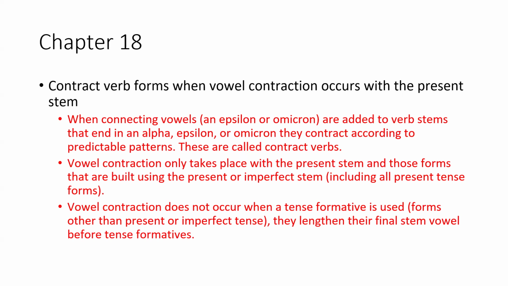So when connecting vowels, an epsilon or omicron, are added to verb stems that end in alpha, epsilon, or omicron, they contract according to predictable patterns. These are called contract verbs.